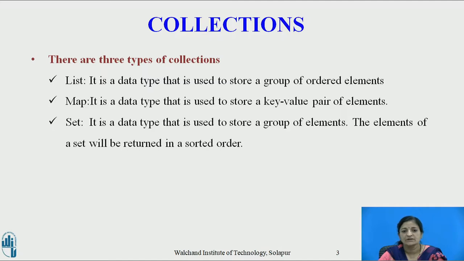List is a data type that is used to store a group of ordered elements. Map is a data type that is used to store key value pairs of elements. Set is a data type that is used to store a group of elements. The elements of a set will be returned in sorted order.